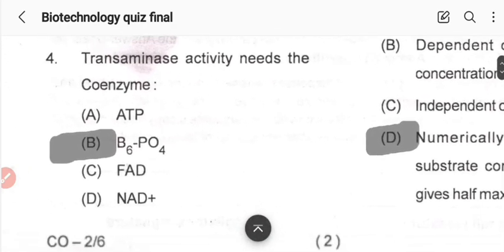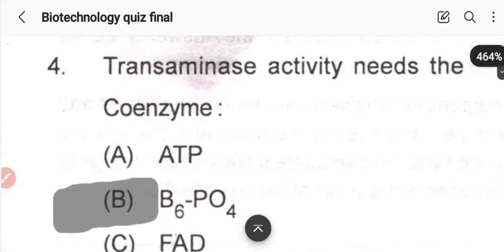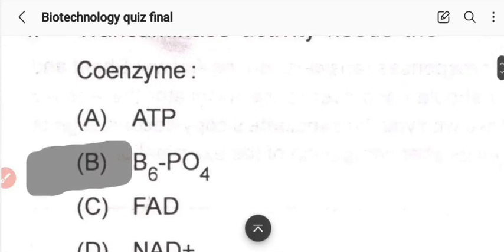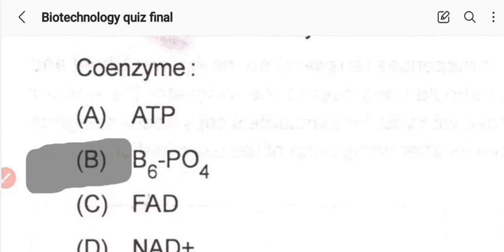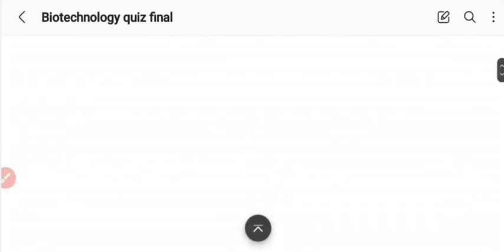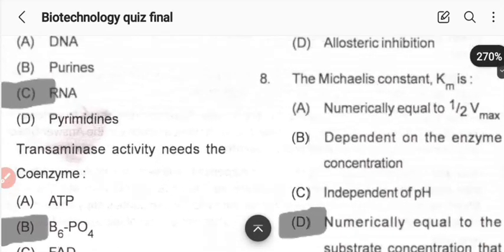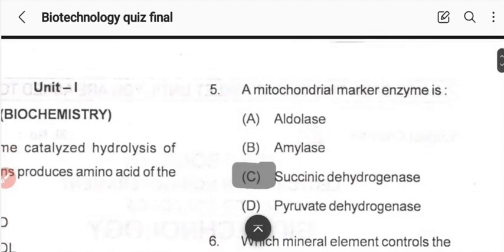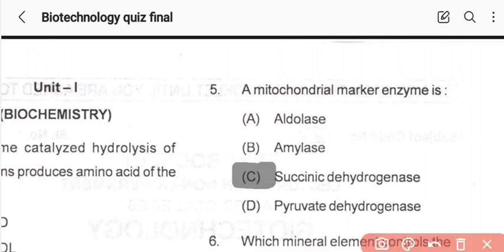Then transaminase activity needs the coenzyme. Which one? It requires B6PO4. This is required. Then the next question. The fifth one: a mitochondrial marker enzyme is what? Succinic dehydrogenase. What is the answer? Succinic dehydrogenase.